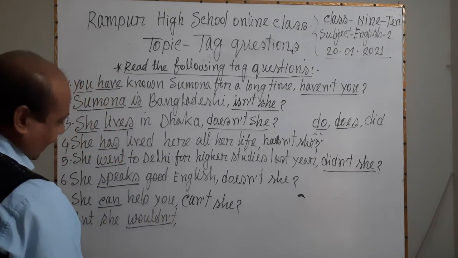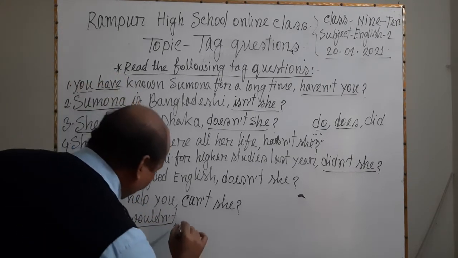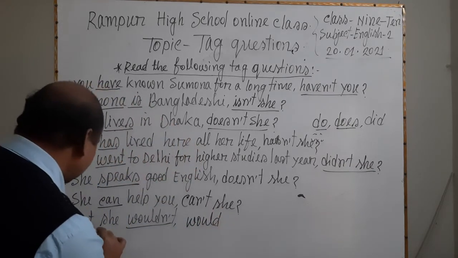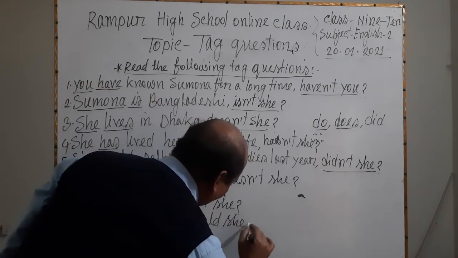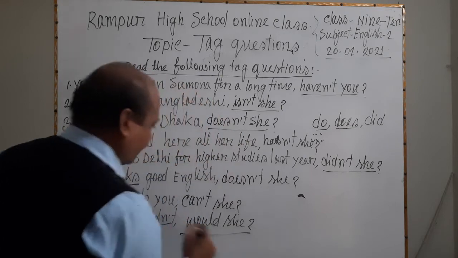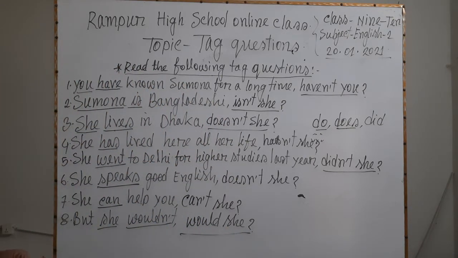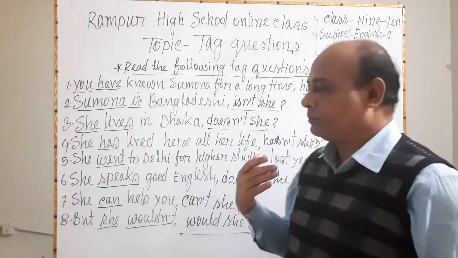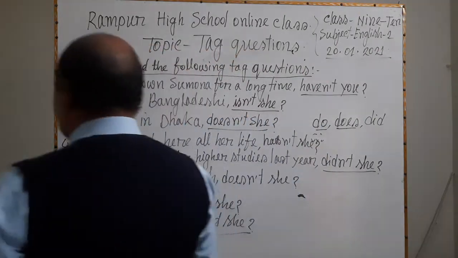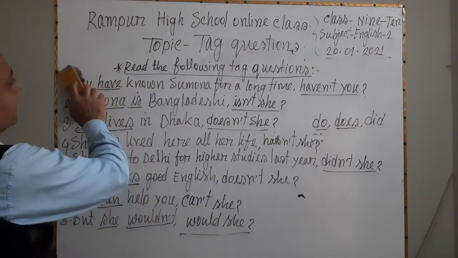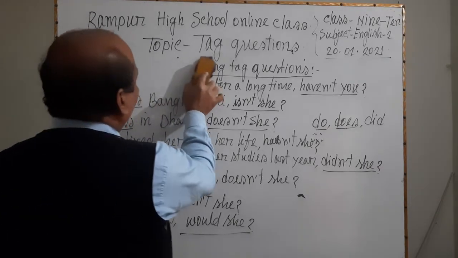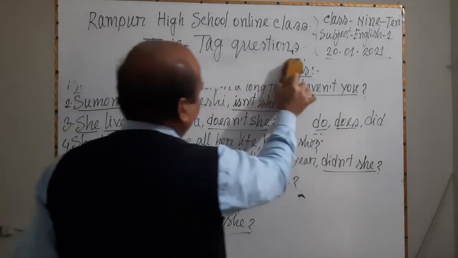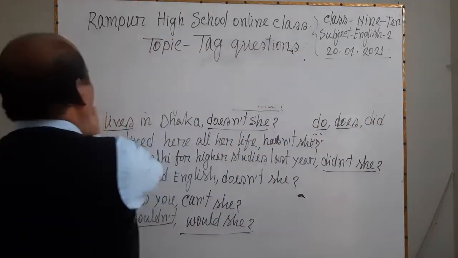As it is a negative form, then the tag question will be affirmative form, that means would. Then subject she, then sign of interrogation. Dear learners, I think you are very clear about the tag question, or I think you will solve the tag question related problems very easily.